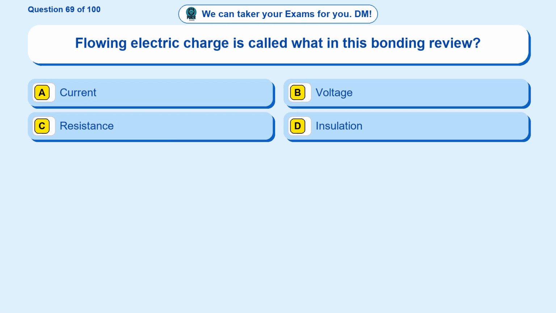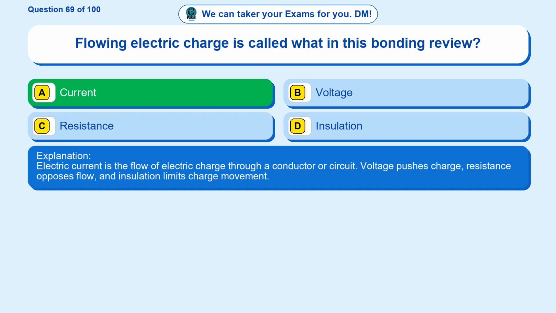Question 69. Flowing electric charge is called what in this bonding review? Option A, current. Option B, voltage. Option C, resistance. Option D, insulation. The correct answer is option A. Current. Electric current is the flow of electric charge through a conductor or circuit. Voltage pushes charge, resistance opposes flow, and insulation limits charge movement.